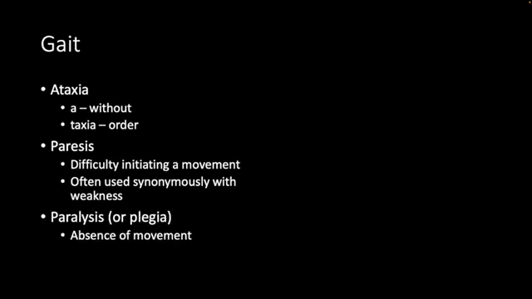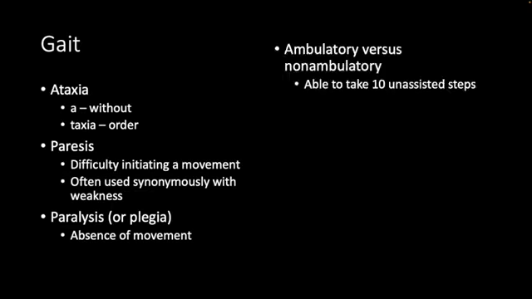Paresis is difficulty initiating a movement and is often used synonymously with weakness. Although there is truly a difference between the two, from a clinical standpoint, at this stage they can be used interchangeably. Paralysis or plegia is the absence of any movement, which can sometimes sound similar to paresis, but please understand the difference between these terms, and it is hugely important. When describing if a patient has ataxia, again they need to be ambulatory, which means they are able to take 10 unassisted steps. Newer literature recommends changing this definition to 50 unassisted steps, however. From a clinical standpoint, we generally use 10 as a baseline.